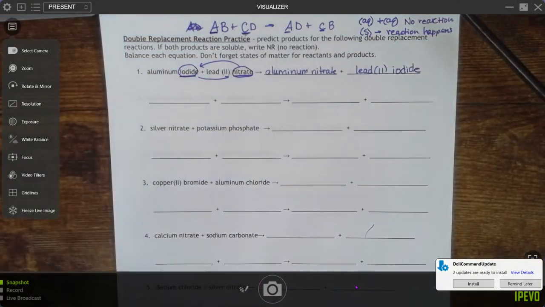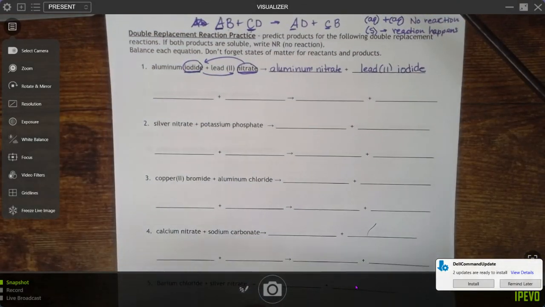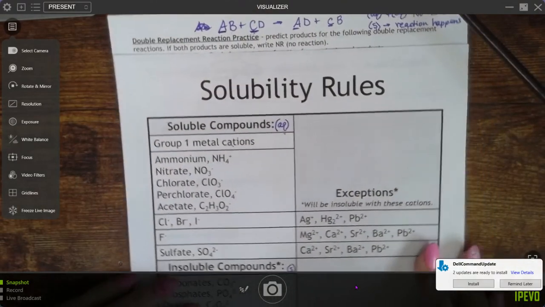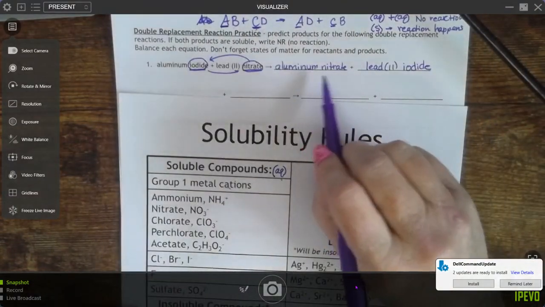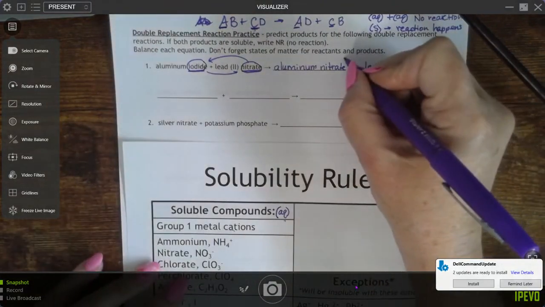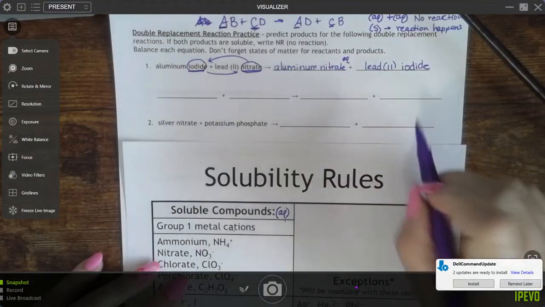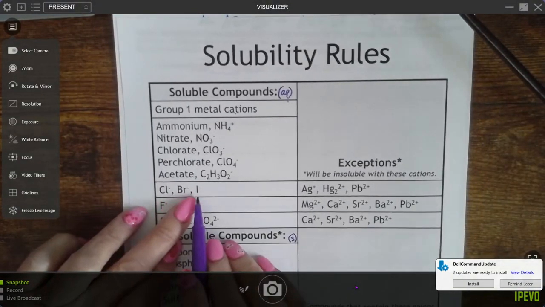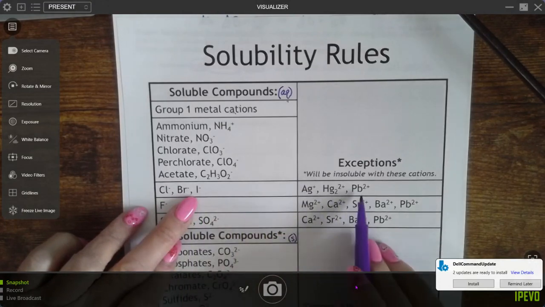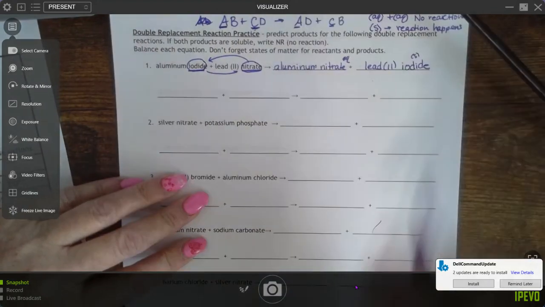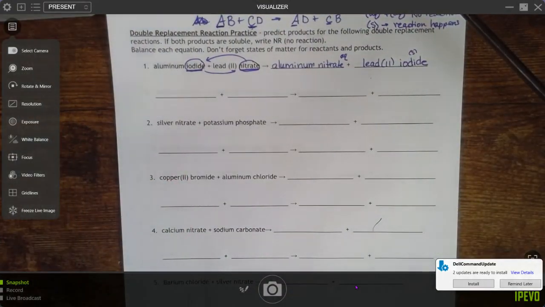Okay, now once we've got these words, why don't we take a look at our solubility chart and see if this reaction happens. So here we have aluminum nitrate. We know that all nitrates are soluble, so this is going to be aqueous. And then we have lead iodide. So in my solubility chart, here's iodide, and sure enough, lead iodide is insoluble. So what that means is that when we write our equation, we'll show that as a solid.